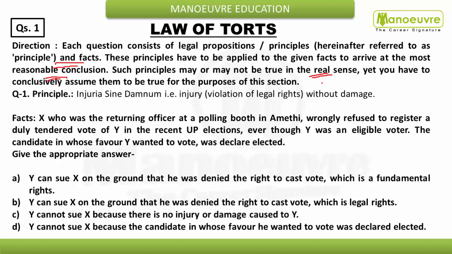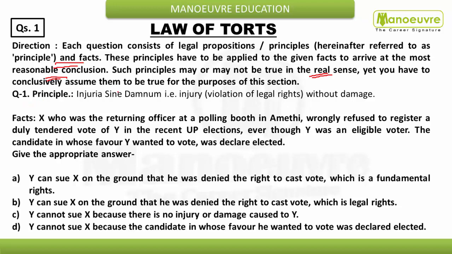Now guys, I'll read the principle, I'll read the facts, and I'll read the options also. Thereafter, pause the video, try to solve it by yourself, and then come back to the explanation and check whether your answer was correct or incorrect. So let's get started with the first question for the day.